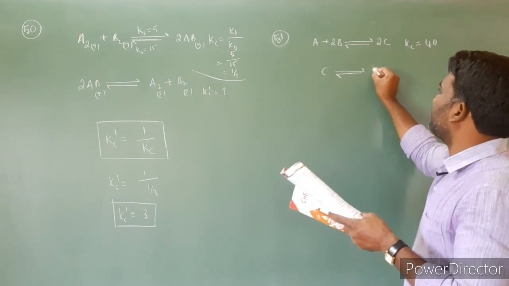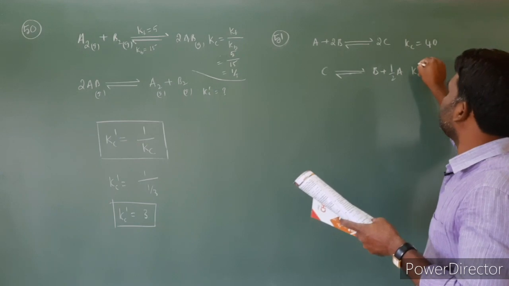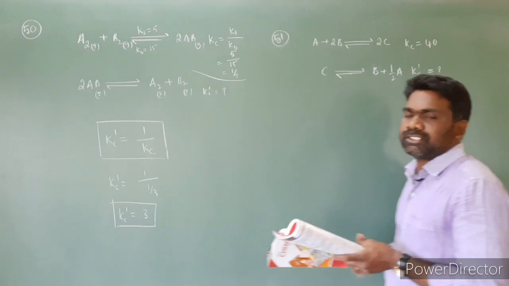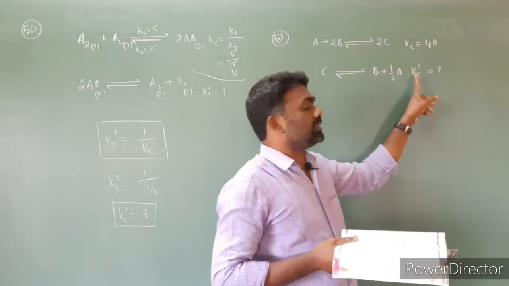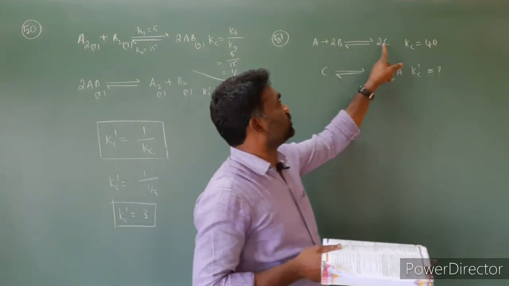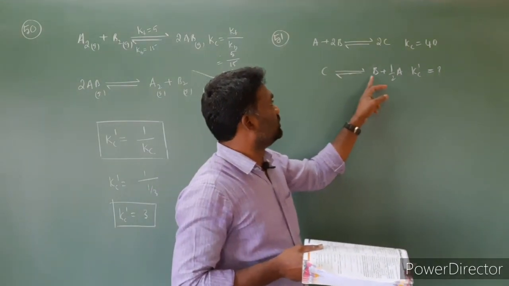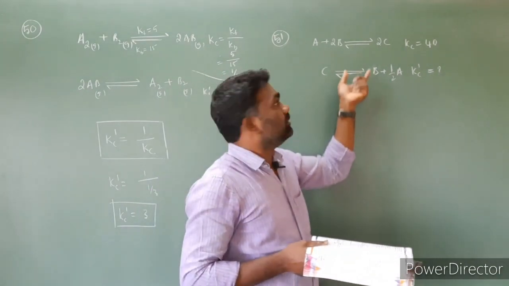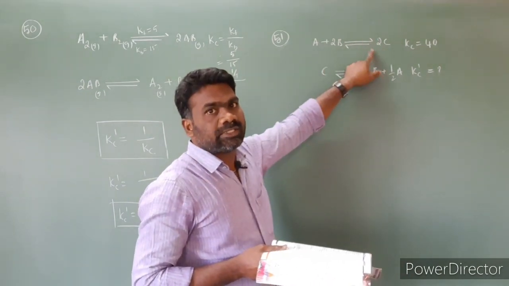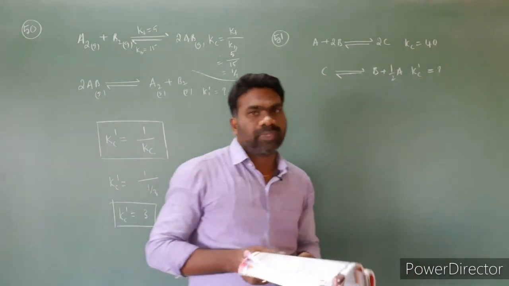Next, the equilibrium constant for the reaction C gives rise to B plus 1 by 2A. For this case I am writing the equilibrium constant as Kc dash. So Kc dash is the question mark. Then we have to find the relationship between the Kc and Kc dash. If you reverse the first equation, A plus 2B gives rise to 2C, and divide it by 2, you get the second equation, C gives rise to B plus 1 by 2A.